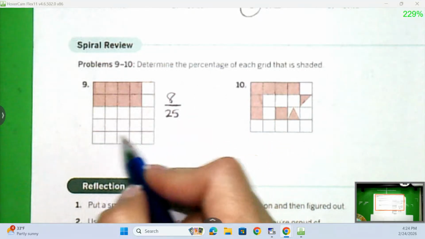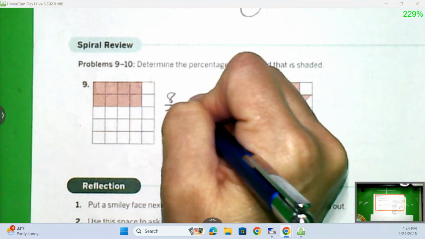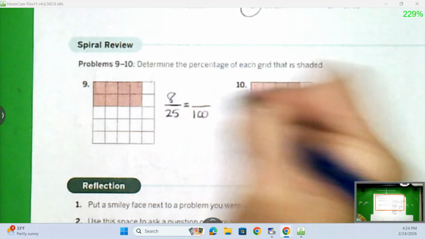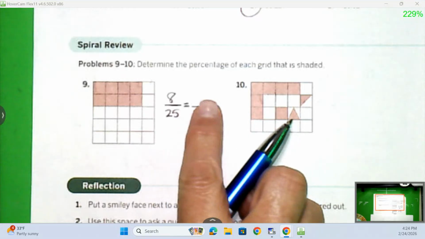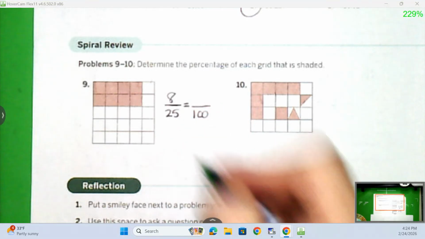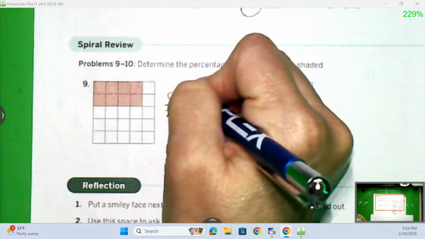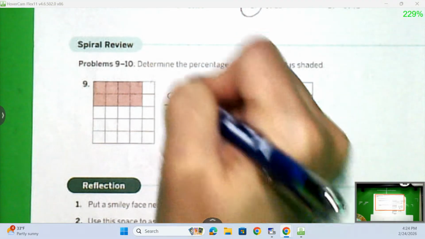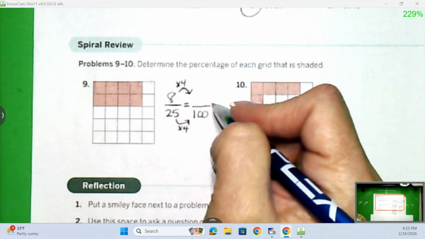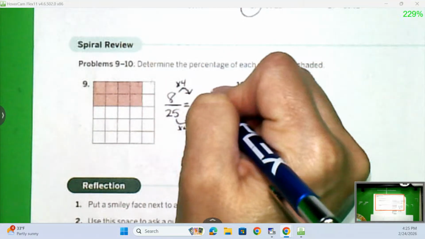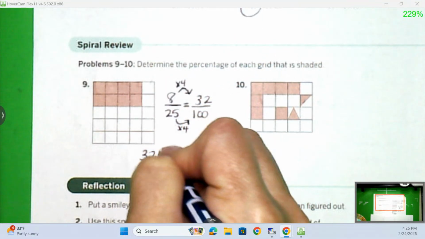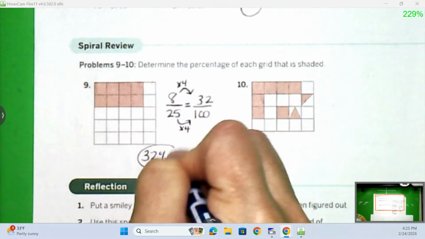We want to know that as a percentage, and remembering percent means out of 100. So 8/25 is what percent of 100? Using equivalent fractions, we can just multiply by 4, and 8 times 4 is 32. So this would be 32% is shaded.